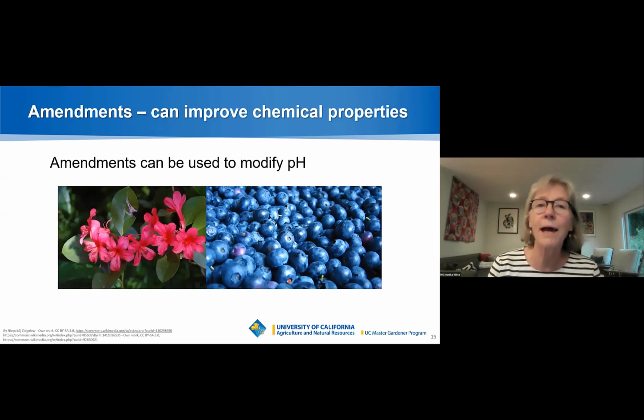So I just talked about adding organic material to improve physical properties, but amendments can also improve chemical properties. The most common modification that we make to chemical properties is related to soil pH. Soil pH is a measurement of how acidic or alkaline the soil is. For example, if you're growing blueberries or rhododendrons, you might want to modify the pH of your soil to make it more acidic. And I'll talk about pH in some later slides.